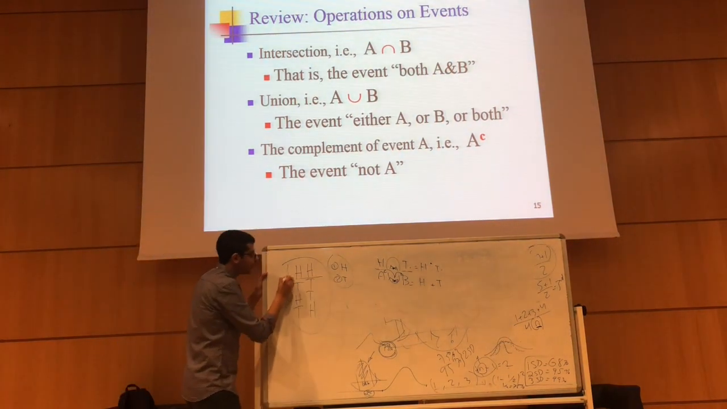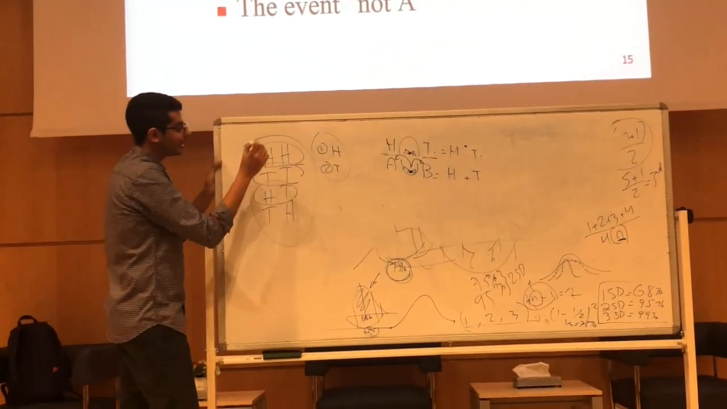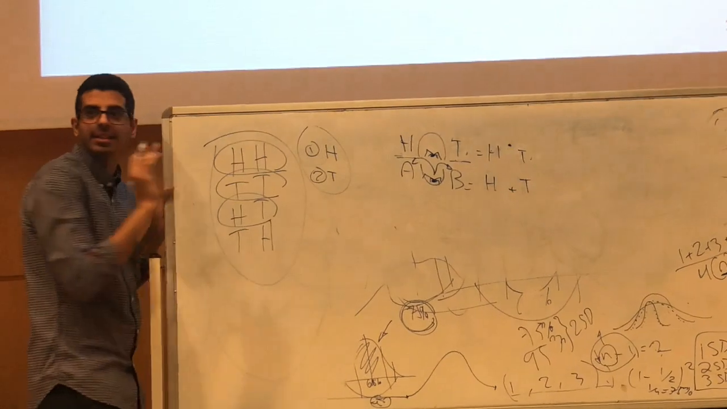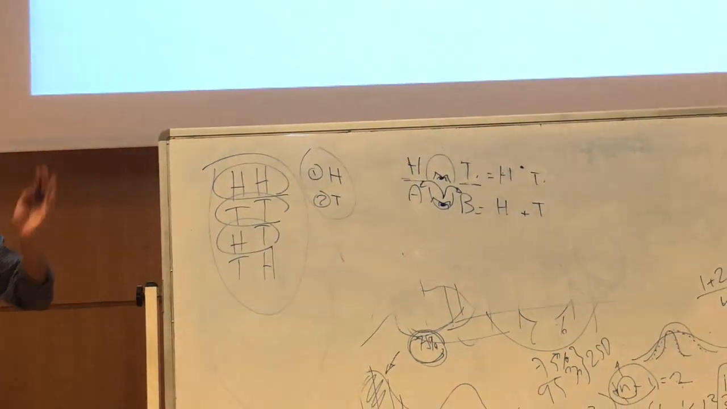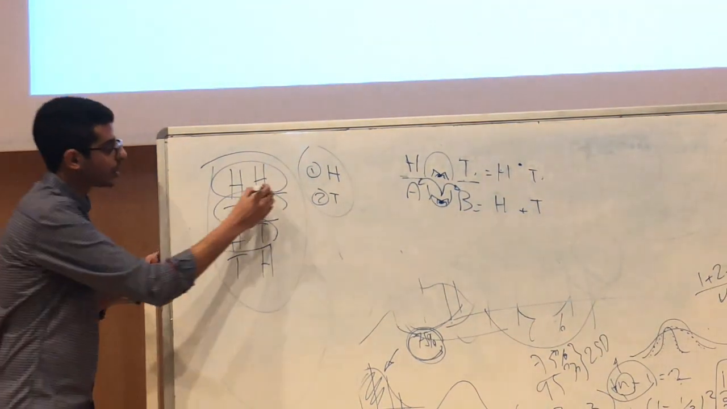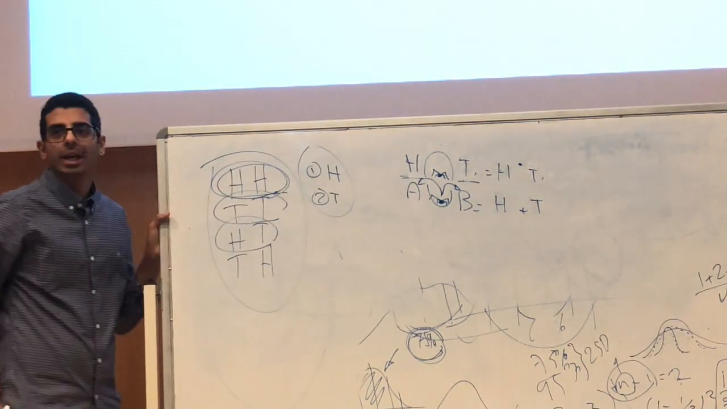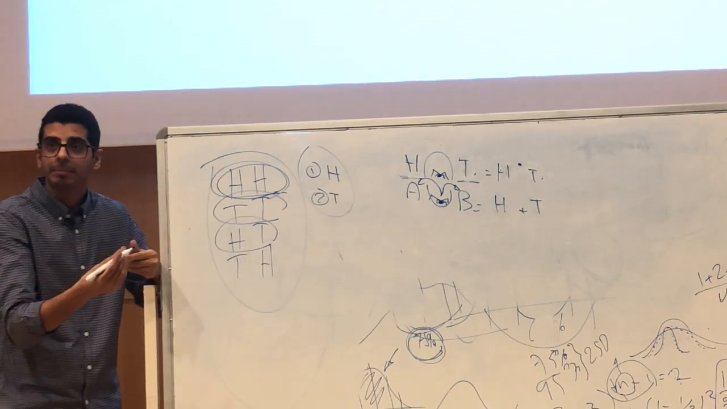It could be heads and heads, heads and tails, tails and tails, or tails and heads. This makes sense, right? These are all the possibilities. There's no other possibility, right? These are the 4. We're only interested in this one. How many are there? 4. How many are we interested in? 1.